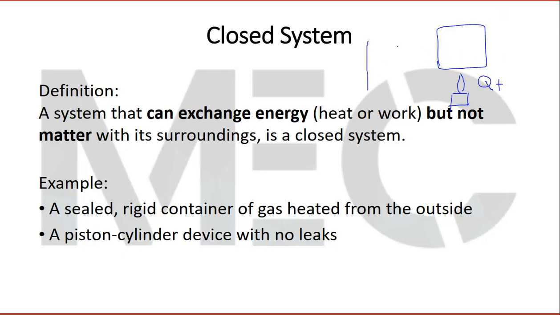It could be a cylinder with a piston here, so you have some gas confined in here. So in this system there's no leakage of gas or the material. We have no material exchange. Okay, but heat exchange or energy exchange is allowed. A sealed rigid container of gas heated from the outside is an example of a closed system. A piston cylinder device with no leak is another example of a closed system.